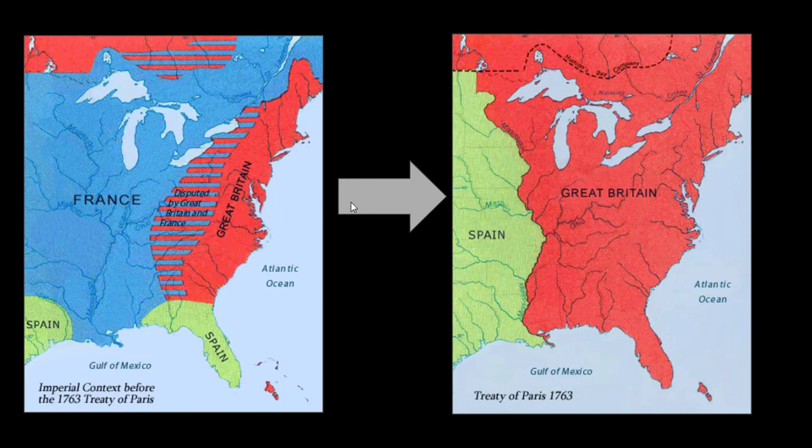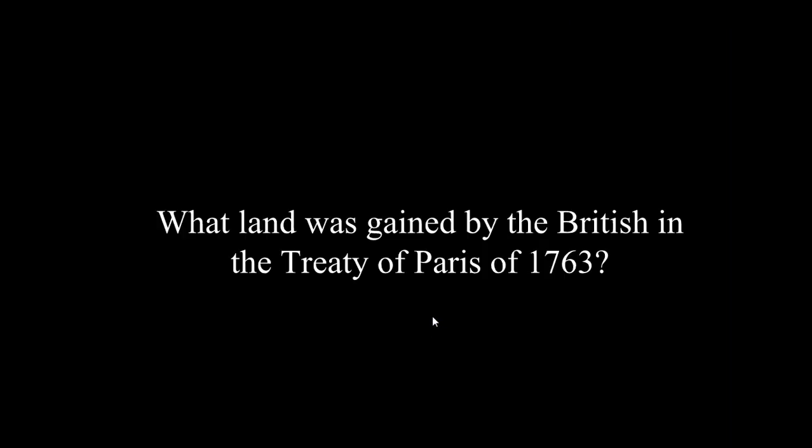Here's a map that shows Great Britain and France before the French and Indian War, and you can see France has massive lands here in the New World. After the French and Indian War, though, Great Britain gains all of this land east of the Mississippi as well as Canada. So vast amounts of land here that Great Britain's going to start controlling.